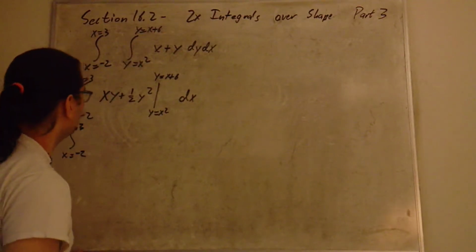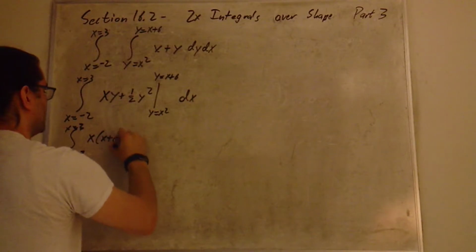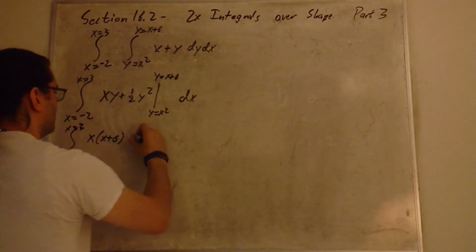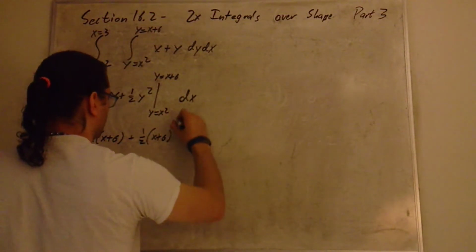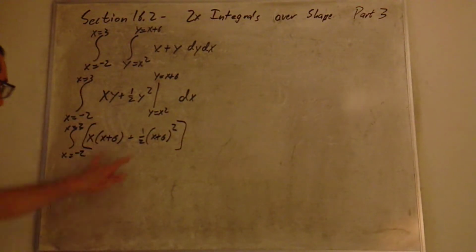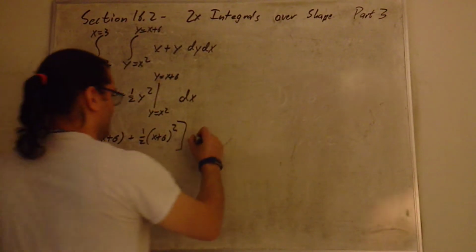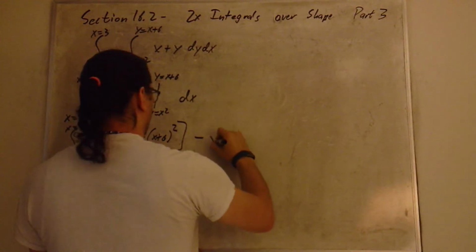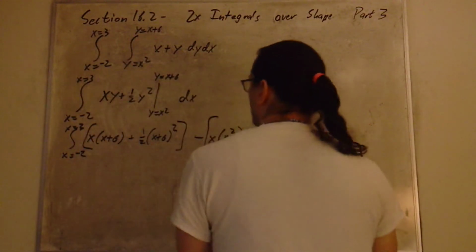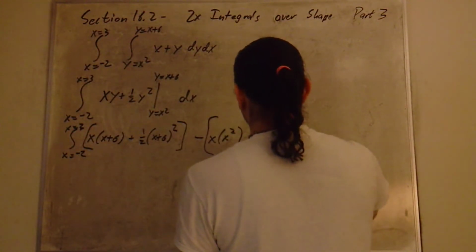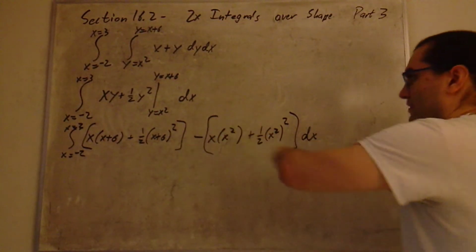That's not going anywhere. This is going to be x times x plus 6 plus 1/2 x plus 6 squared. That's the first piece of the evaluation, plugging in x plus 6 into both my y's, minus x times x squared plus 1/2 x squared squared dx. This is the second half of my evaluation.